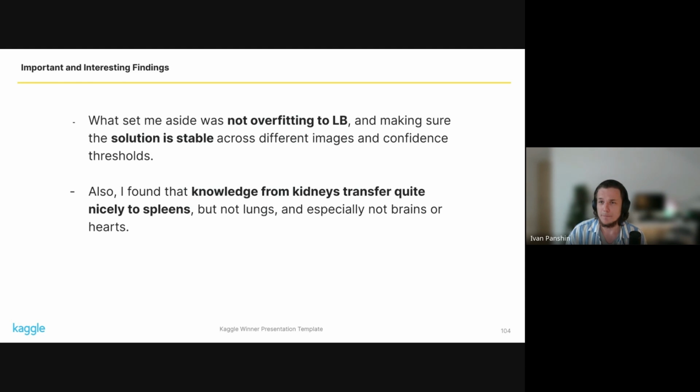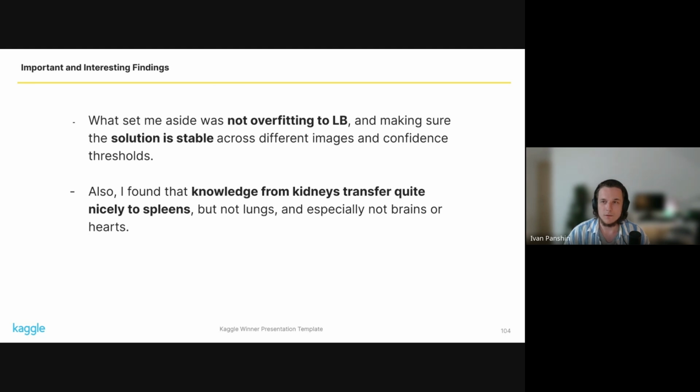Now, interesting findings. What really set me aside from other teams, at least teams not in gold, was not overfitting to the leaderboard, at least to the public part of it. So I try to make sure that my solution is stable across different images and different confidence thresholds. What it means is you can take a full 3D scan, compute metrics on it, and then you can try to take different subsets of this scan, at least continuous subsets, and check the stability of your score. If it's stable, that's good.